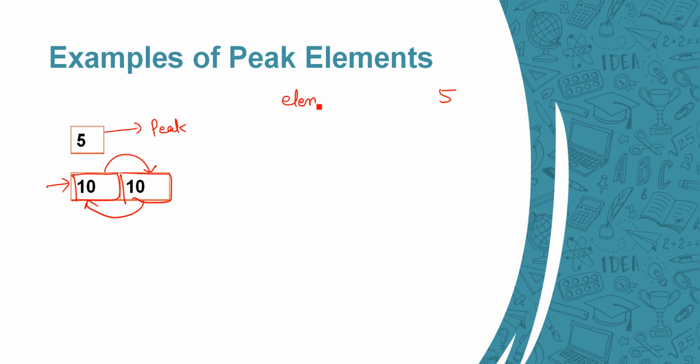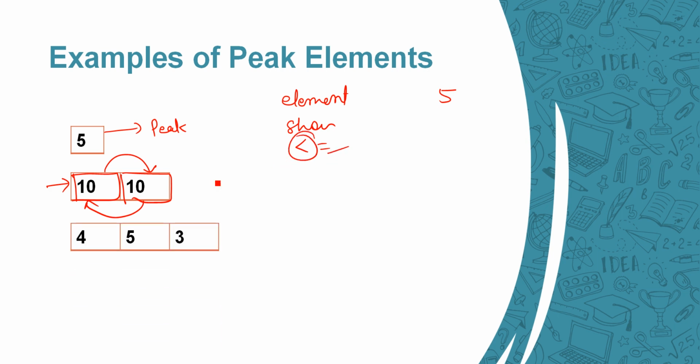So the element should not be less than, but it can be equal. So in this case, both the 10s should be printed as pick elements.